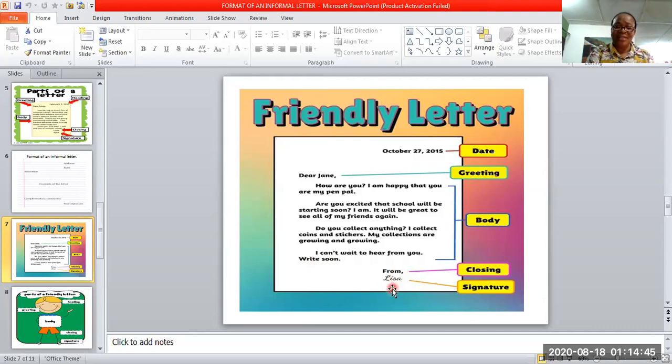So in this letter, Lisa has written her name so that Jane will not confuse the letter with someone else's letter. Jane will know that her friend, her well wisher, has written her a letter. Lisa, her well wisher, and her friend has written a letter to her.